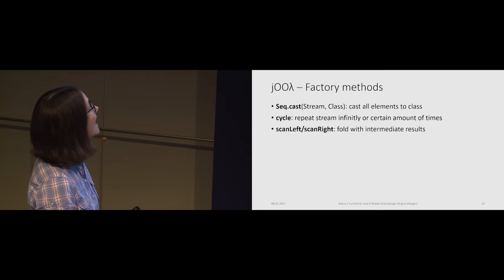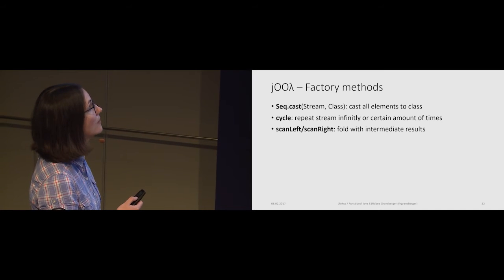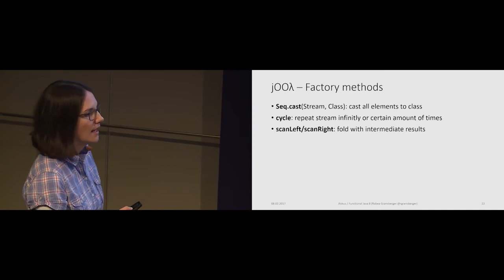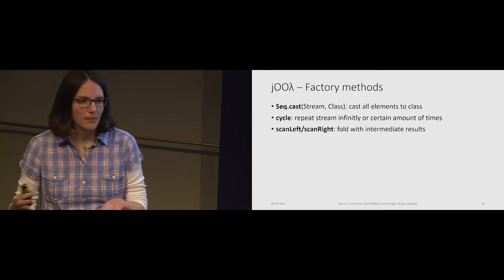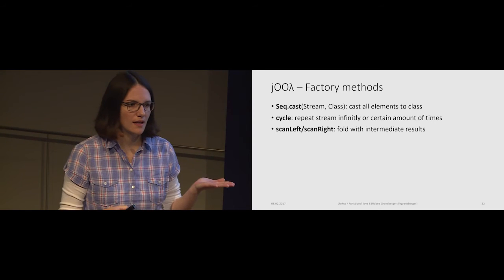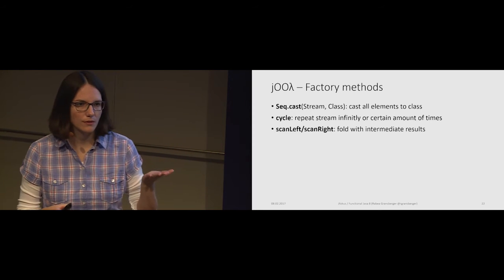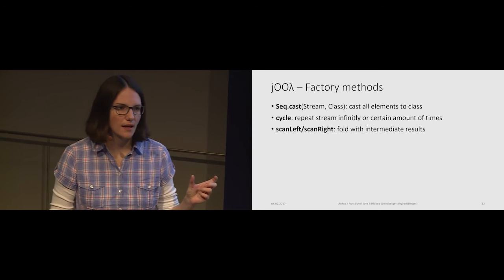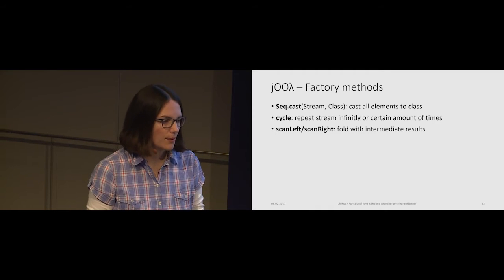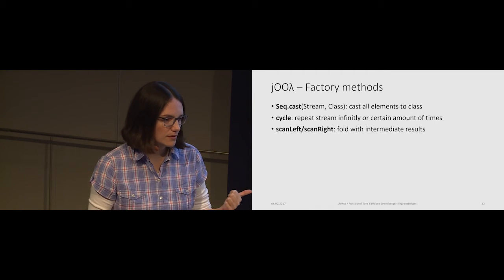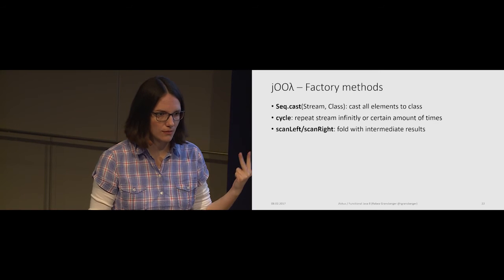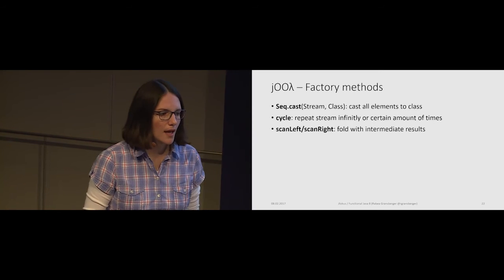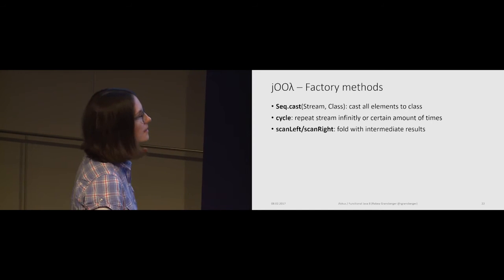It has scanLeft and scanRight, which is like folding, which we have seen previously, but with intermediate results. So you still get out the same number of elements. So we've previously seen folding 0, 1, 2, 3, and we got out 6. And with scanning, we get different results, like 0, we get out 1, we get out 3 for 0 plus 1 plus 2, and we get out the 6 at the end as well.